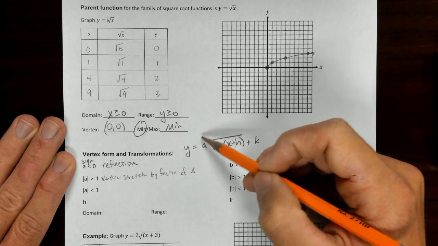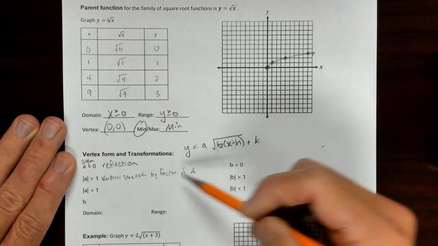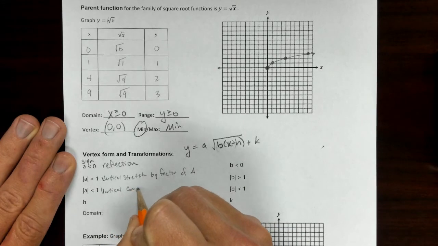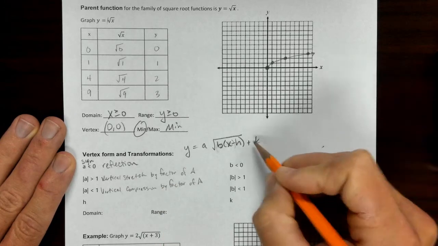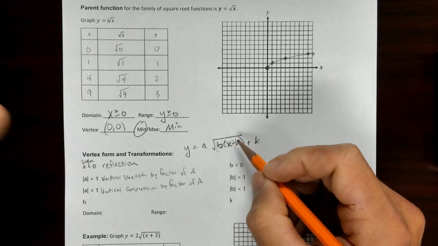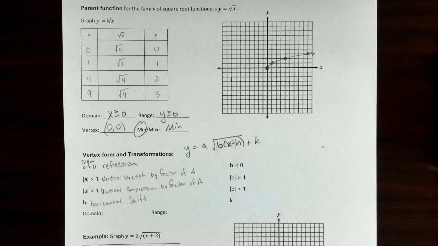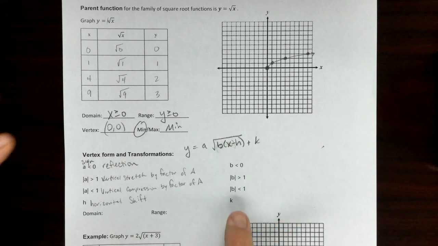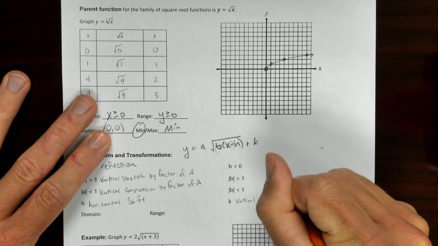If a is bigger than 1, it's a vertical stretch by whatever that number is. It's that number times whatever my stretch was to get that number. If it's less than 1, it is a vertical compression, again by a factor of a. H, the number inside of the parentheses, we know is a horizontal shift. Anything inside of the parentheses is going to move it right or left, opposite of whatever that is. Okay, k, which is the number after, is a vertical translation. So we're going to move the graph up or down.